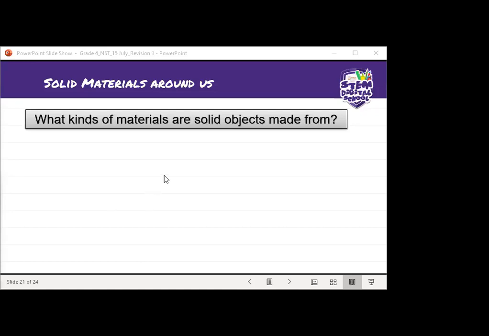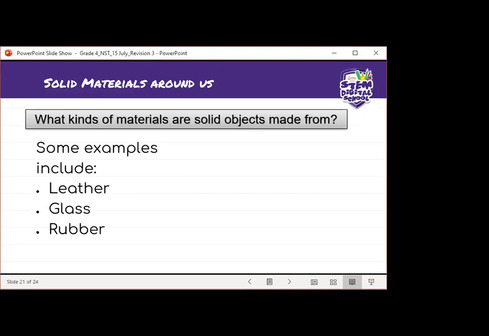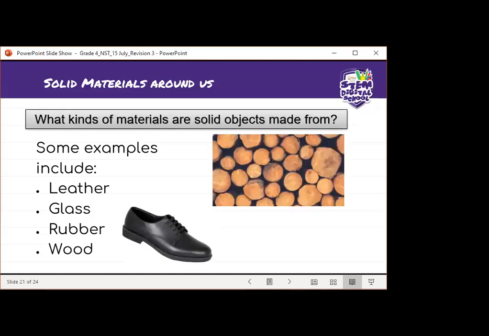All right. Okay, so some examples that we have solid objects are made from are leather, glass, rubber, as well as wood. Okay, so here we have an example of a school shoe that I'm sure guys, Shane, it's been a while since you've worn your school shoes, hey? Then we have wood, right? And we also have glass. Okay, so all these three are solids, okay?